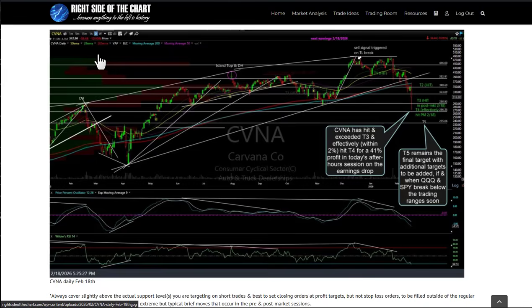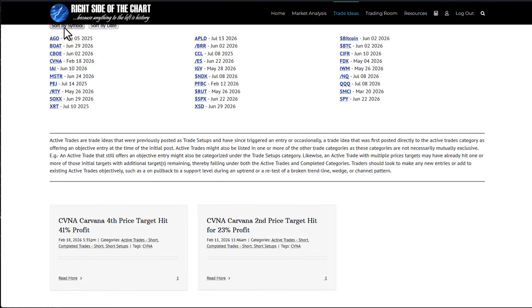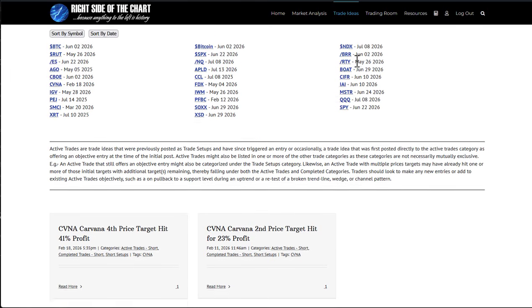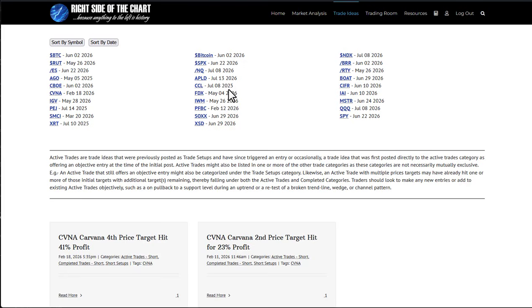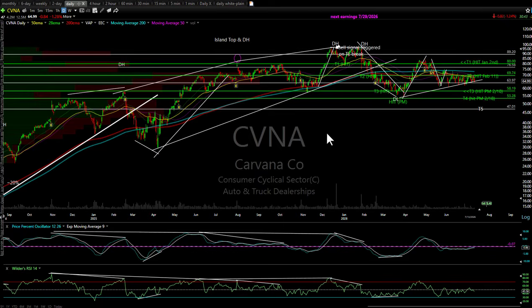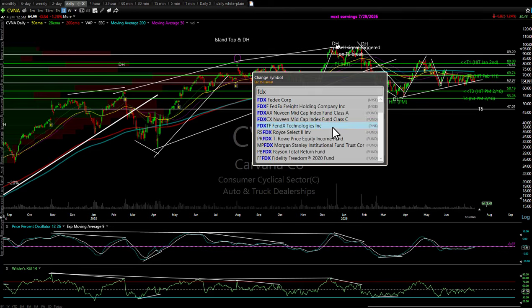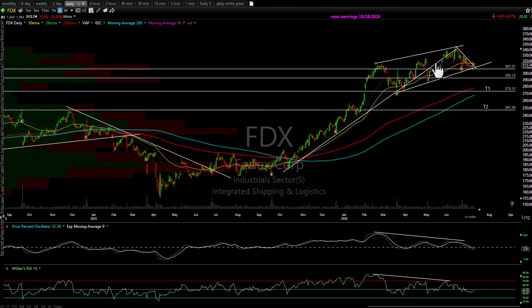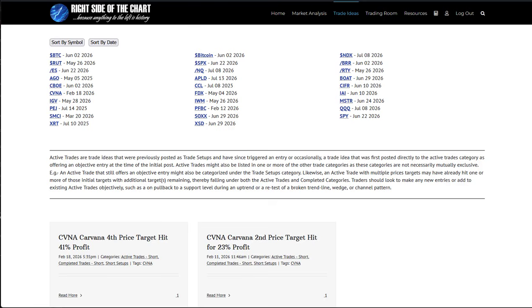Okay, let's go back. We're almost there. Sort by symbol. Where are we at? We just covered Carvana, FedEx. FedEx is a mess. This is one because they did some quirky little spin-off that adjusted the price. When you look at the FedEx trade, let's see. Let's click on it.